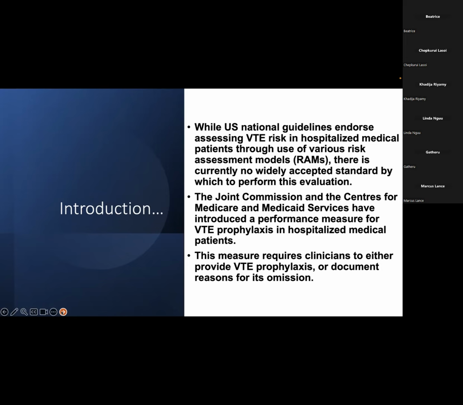The Joint Commission and the Centers for Medicare and Medicaid Services in the US have introduced a performance measure for VTE prophylaxis in hospitalized medical patients. This measure requires that clinicians should either provide a form of VTE prophylaxis or document reasons why they should not provide VTE prophylaxis. And that is America for you because of the more and more litigations that they have, so they must protect their backs.